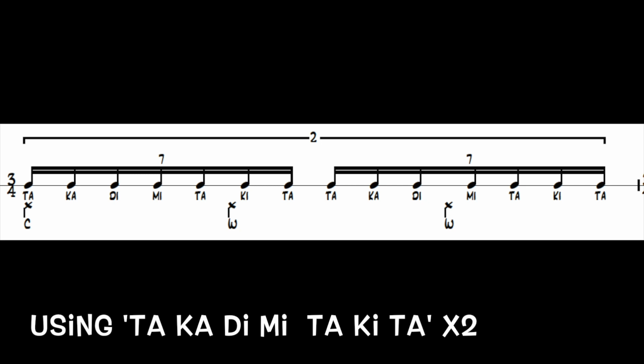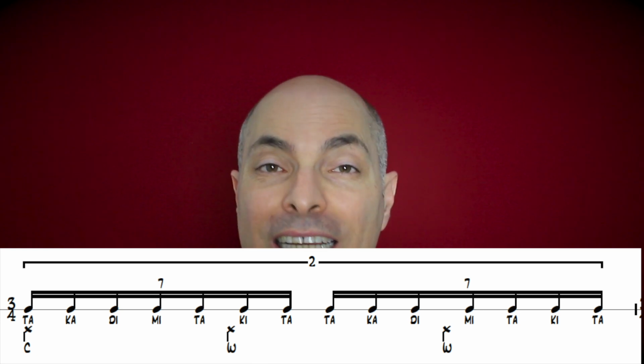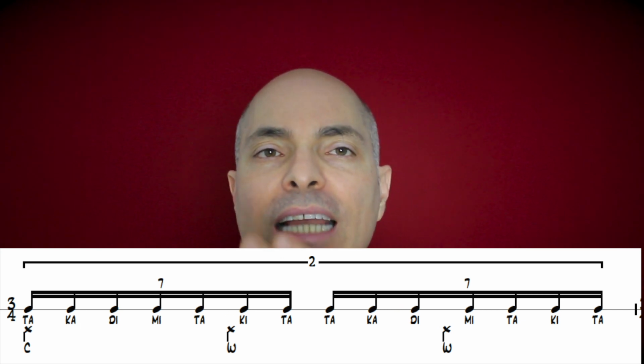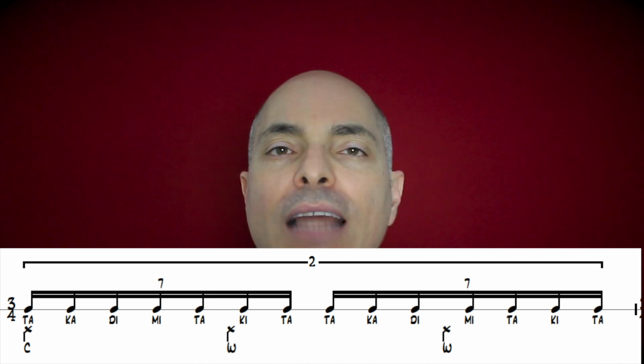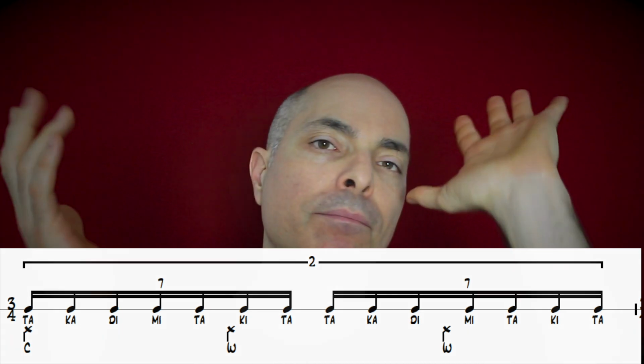Now again, because this subdivision group is very difficult to hear, we will have to approximate and use the concept of rhythmic placements. 1, 2, start. Taka di mi takita, taka di mi takita, taka di mi takita, taka di mi takita, ta.